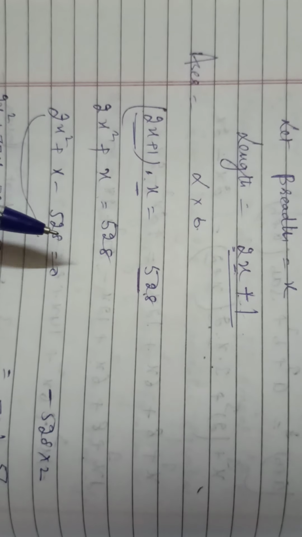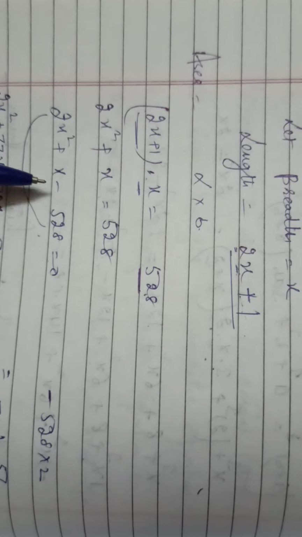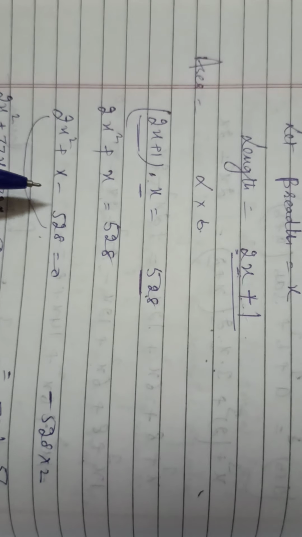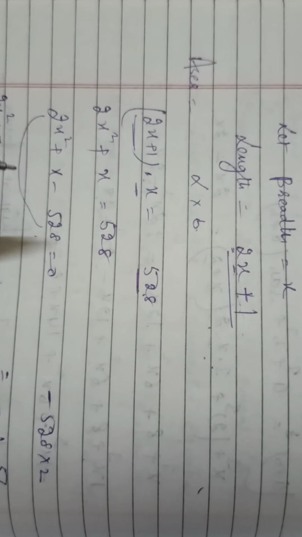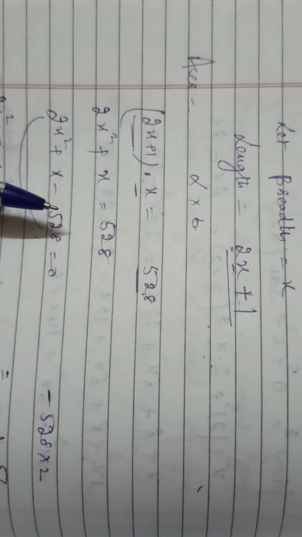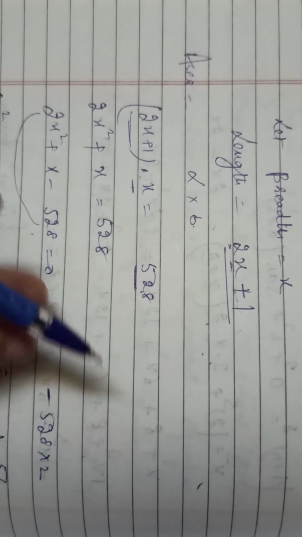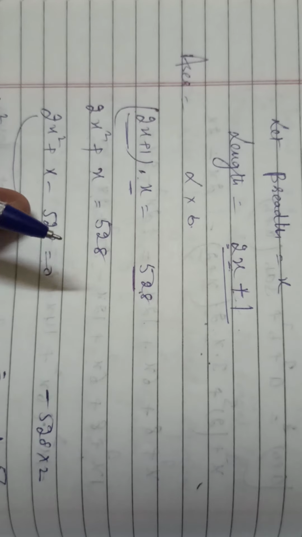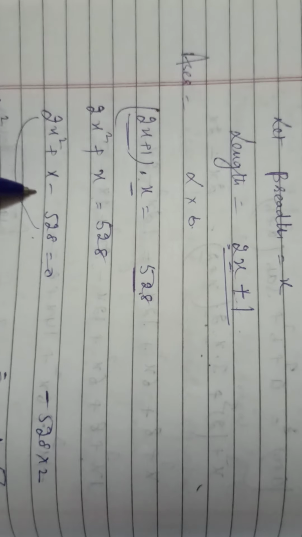Now children, for solving the value of x, for finding the roots of this quadratic equation, there are actually 3 methods. First method is splitting middle term. Second method is completing the squares. Third method is by using direct formula. The other 2 methods will come in the next exercises. Now I am telling you splitting middle term.